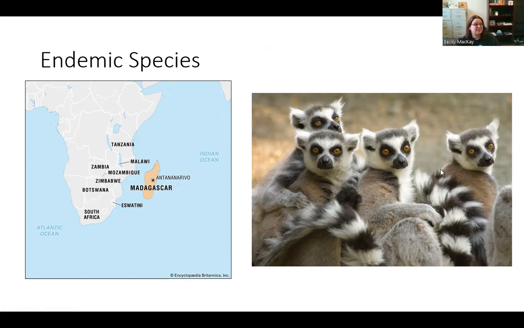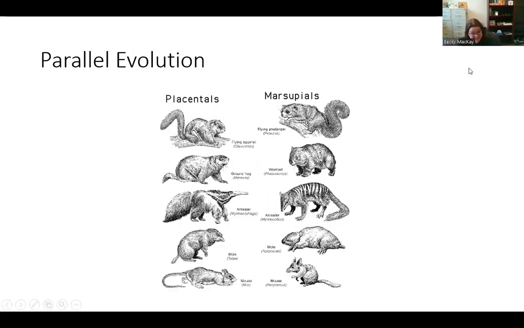Now, evolution sometimes can look really crazy. It looks like you have the exact same organism, but they're not, and they're in really different areas. So we have this example of parallel evolution. In parallel evolution, they have a relatively close ancestor, but they have evolved into different species that have a similar niche.